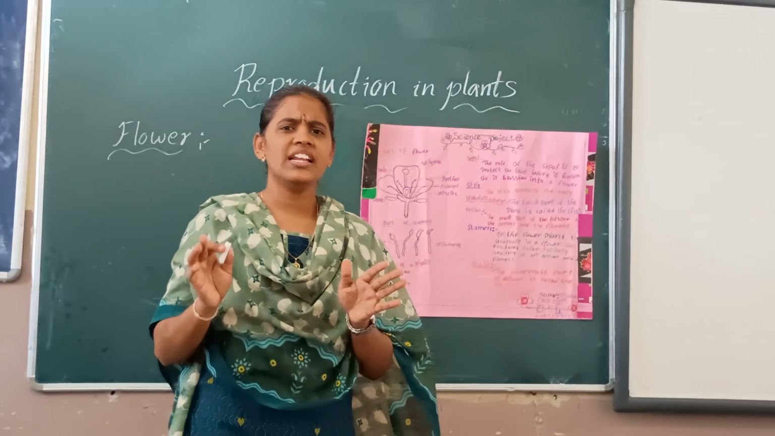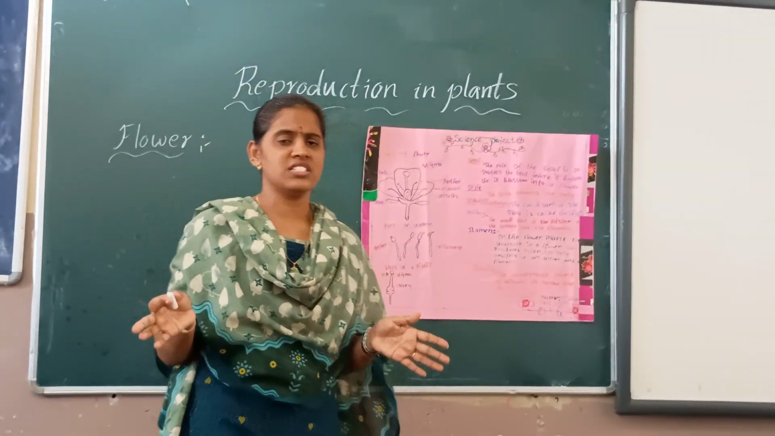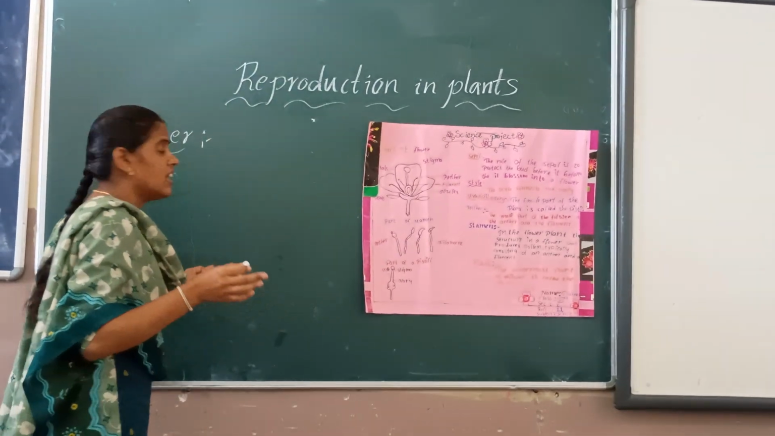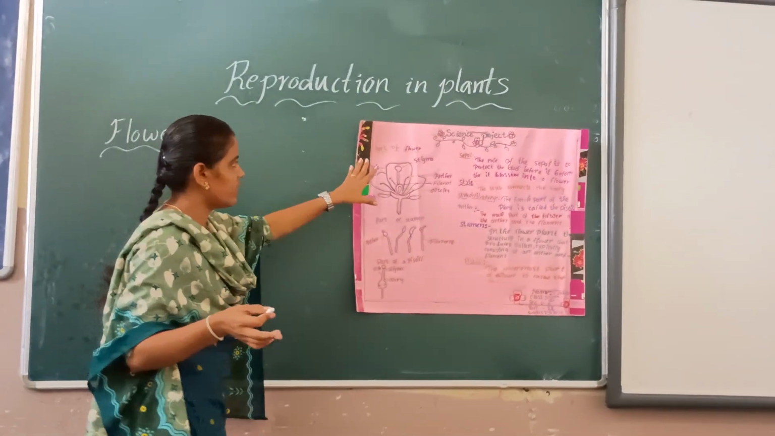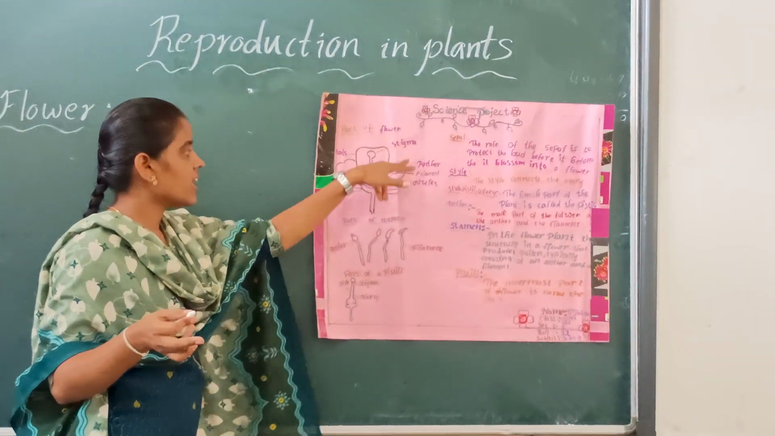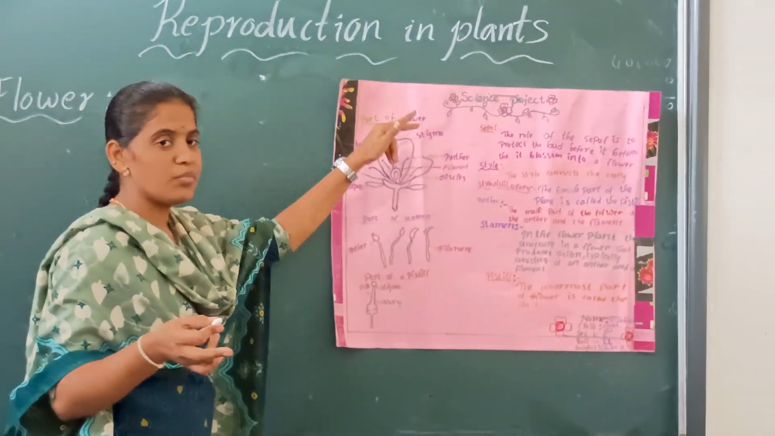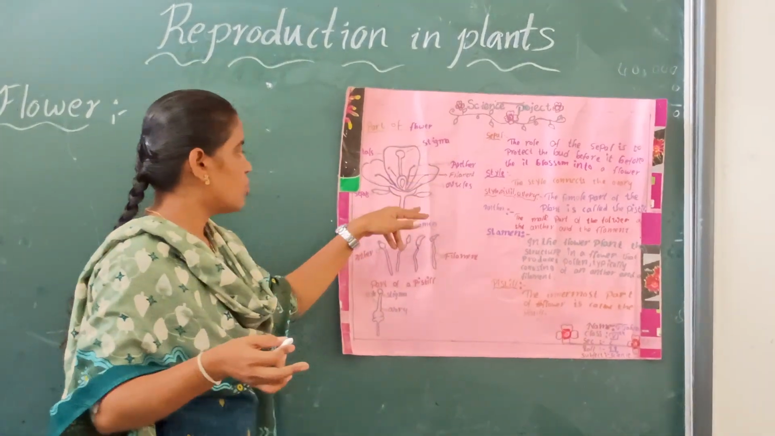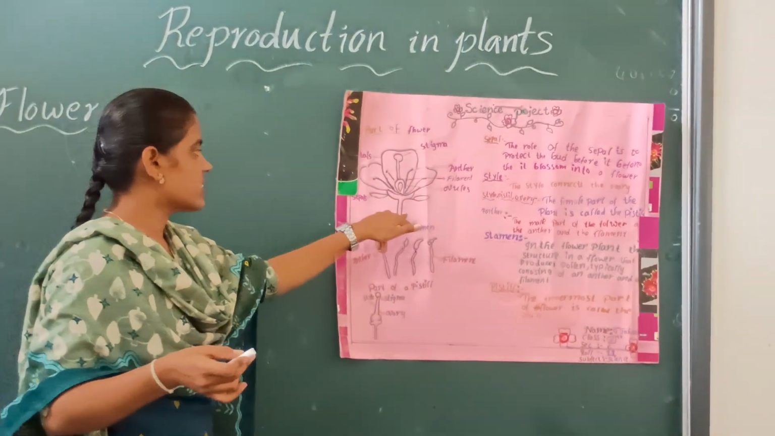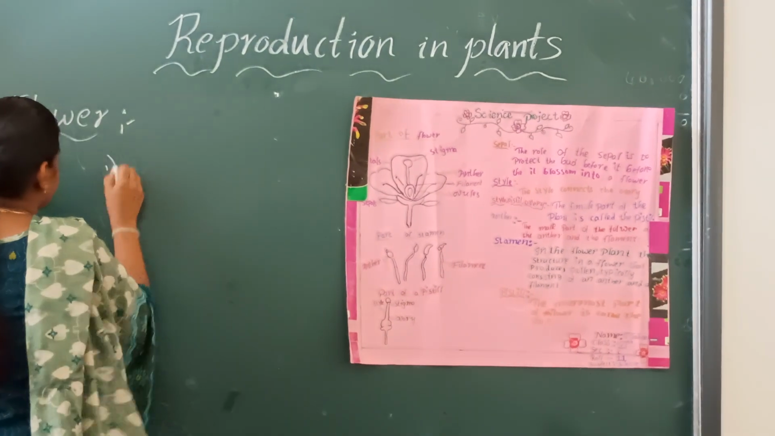A flower typically has many parts, and each part does different kinds of work. Now I am going to discuss the parts of a flower. I will explain each part. First of all, we begin with the pedicel.